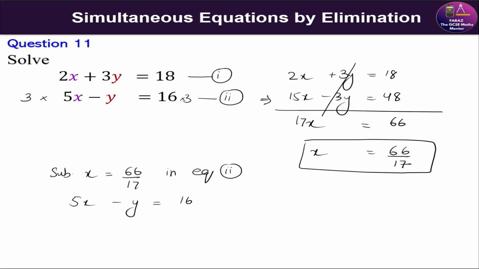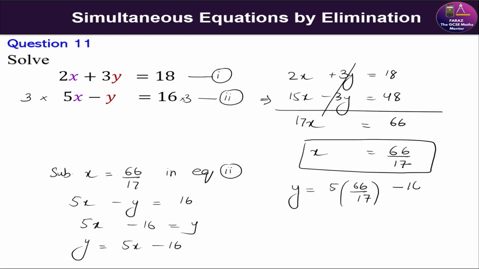So first you have to make y positive. So it will look like this: 5x minus 16 equals y. In the next step, adding y on both sides, it will give you this, and then you have to subtract 16 on both sides. So the final result would look like this: 5x minus 16 equals y. Now we can also write it as y equals 5x minus 16, and therefore we can substitute the value of x there, which is 66 over 17 minus 16.